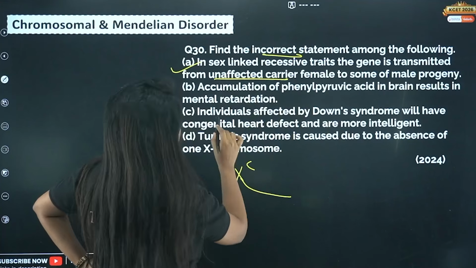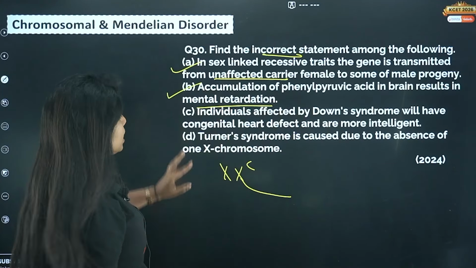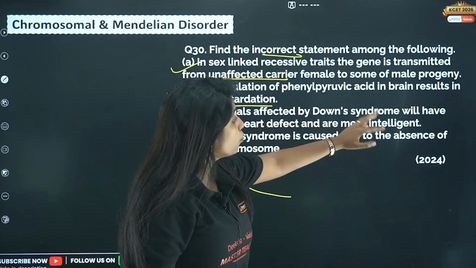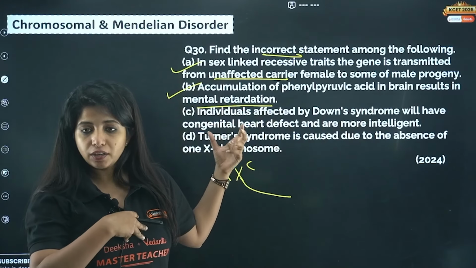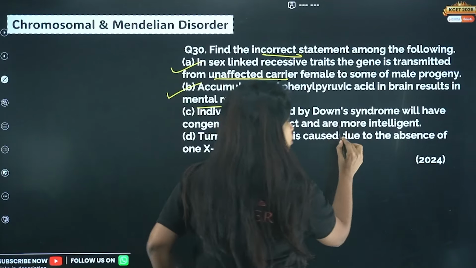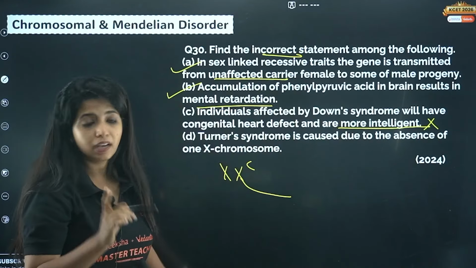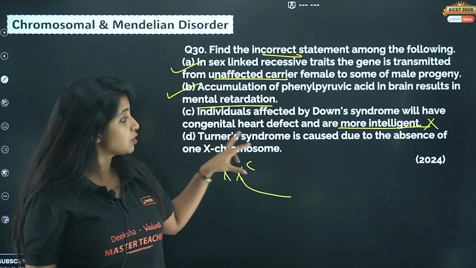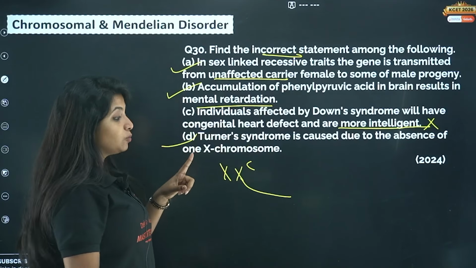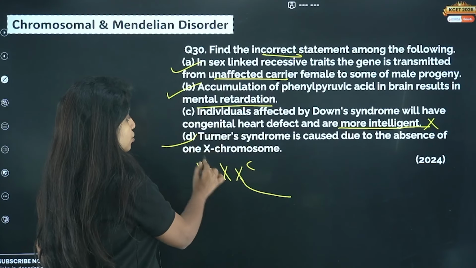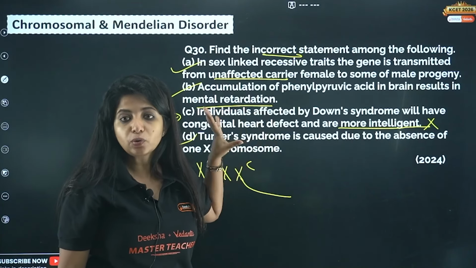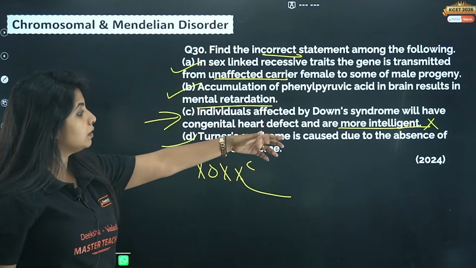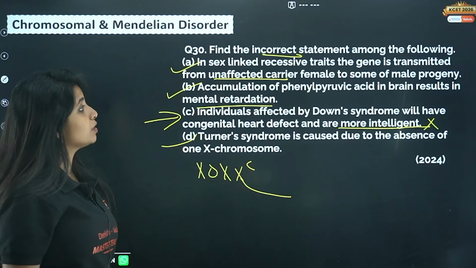Accumulation of phenylpyruvic acid in the brain results in mental retardation. We just discussed it. Yes, it does. Individuals affected by Down syndrome will have congenital heart defect and are more intelligent. Yes, they have a congenital heart defect, that is genetic, but they are not more intelligent. This is where you lose your marks. Turner syndrome is caused due to absence of one X chromosome. This is correct, there is only one X chromosome, that is the XO condition. So your only answer becomes C. They are not more intelligent, rather they have mental retardation as well.